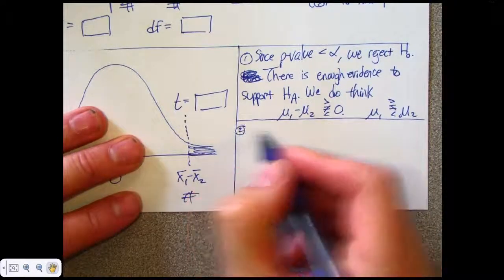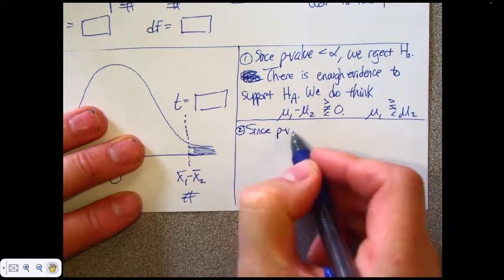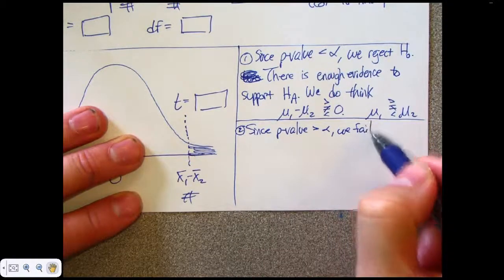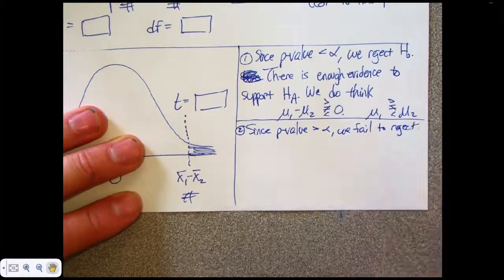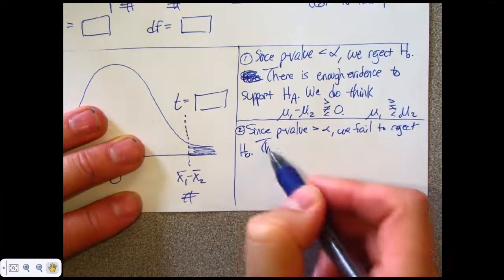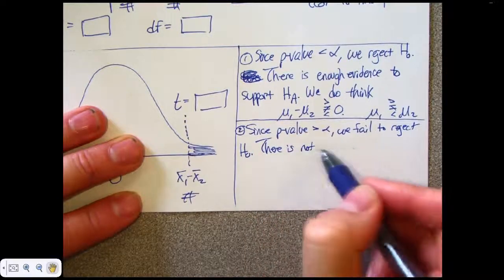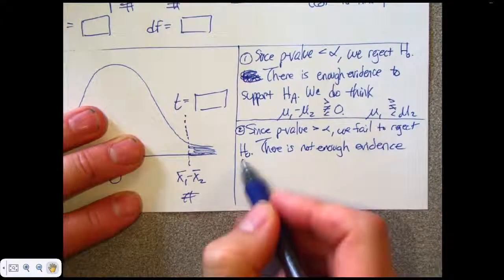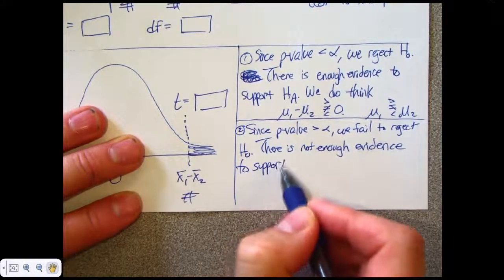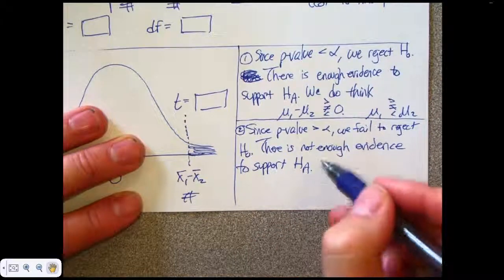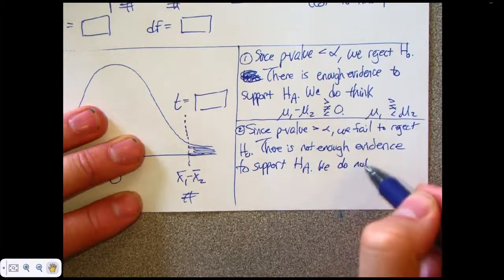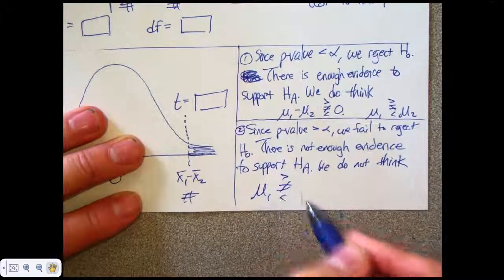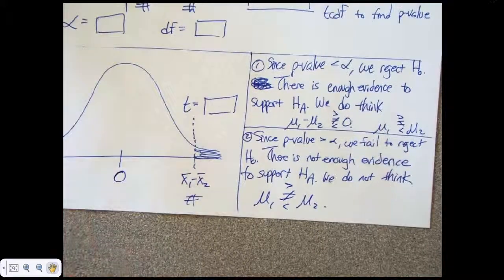And then the opposite, so since p-value is greater than alpha, now we would fail to reject H0. There's not enough evidence to support HA. We do not think mu1 is greater than, less than mu2, whatever the case was.